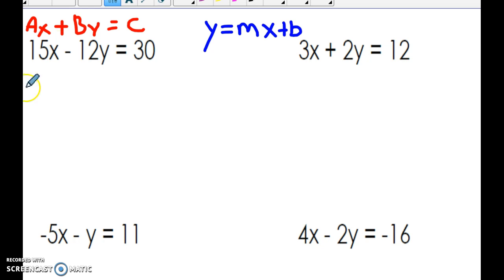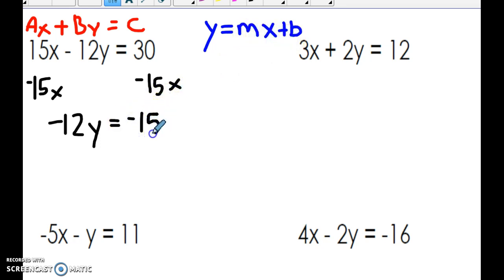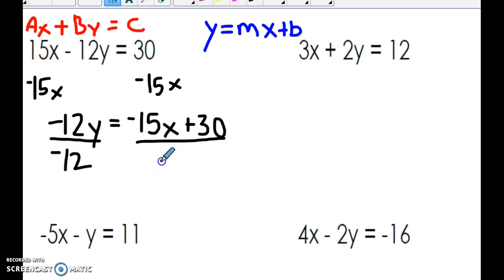Okay, so the first thing we're going to want to do is subtract 15x from both sides. And so that's going to leave me with negative 12y over here, because that minus 12 makes it negative 12y. I could write this as 30 minus 15x, but I know that I want it to be in mx plus b form, so I'm going to write negative 15x plus 30. It really doesn't matter if you just wrote 30 minus 15x, but you know that this is the form. Okay, one more step. I have this negative 12 with the y. So what am I doing with the negative 12 and the y? I'm multiplying. So in order to get the y by itself, I need to divide by negative 12. And if I do that on one side, I have to do that on the other side.